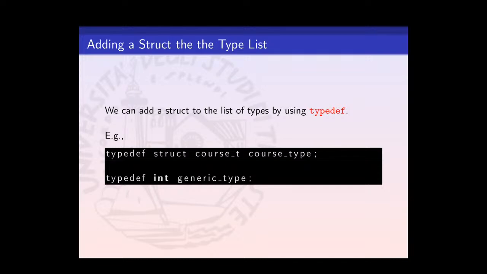So in the first line here, I'm saying, look, what I define as struct course_t from now on will be called course_type. And from that point on, I can use it as course_type. Actually, it is an alias for the int type. Okay, so typedef can be used both for struct-defined data types and standard ones.